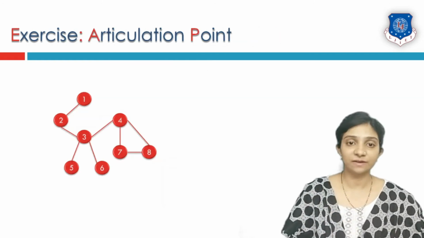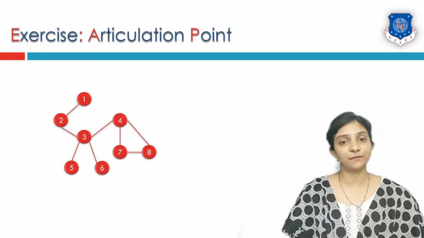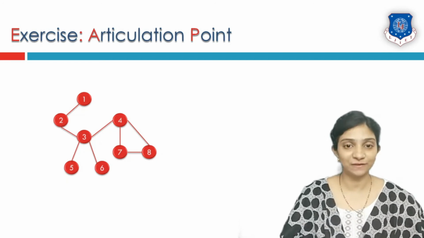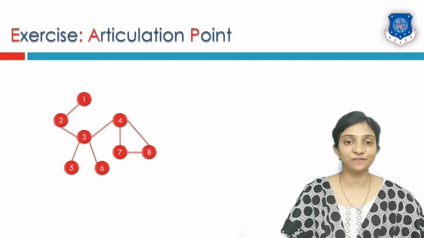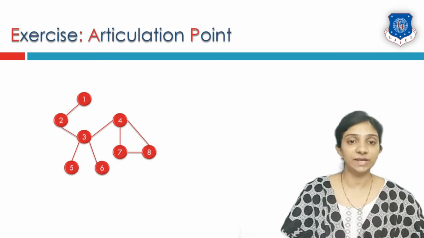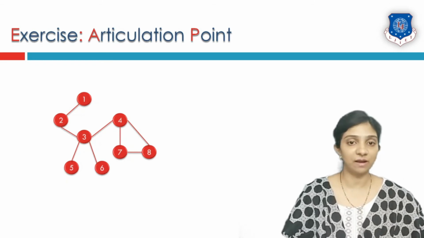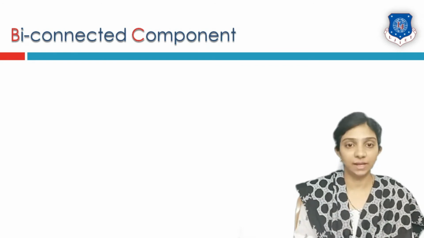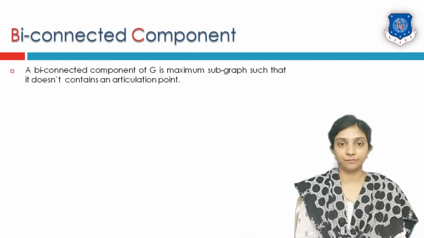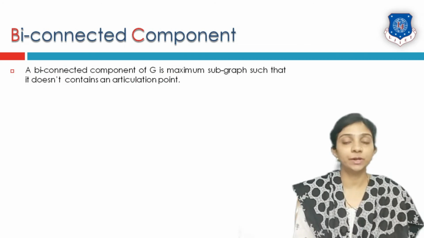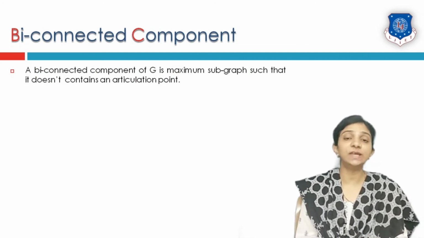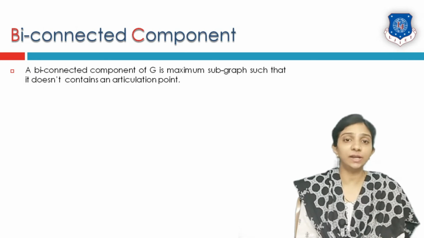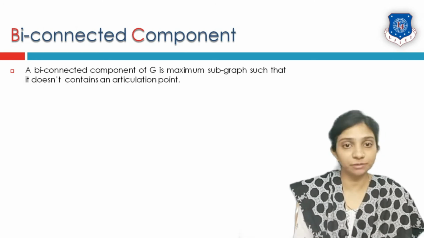For your practice, an example is given of 8 vertices and some set of edges. Here your task is to identify articulation points in the given graph. Now let us see what we mean by biconnected components of a graph. A biconnected component of a graph is a subgraph which contains no articulation point.